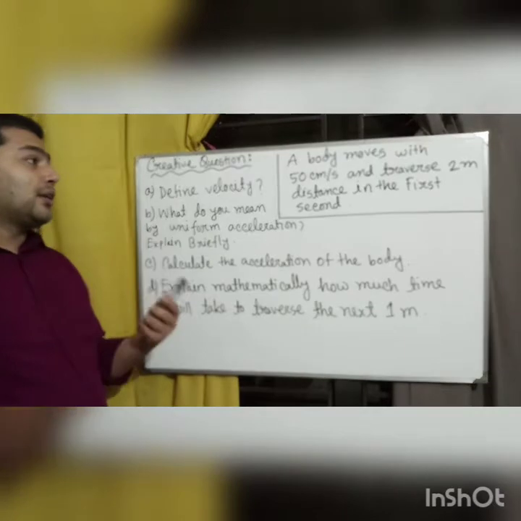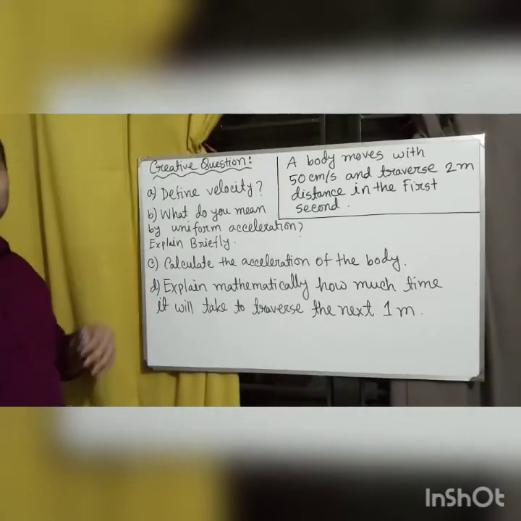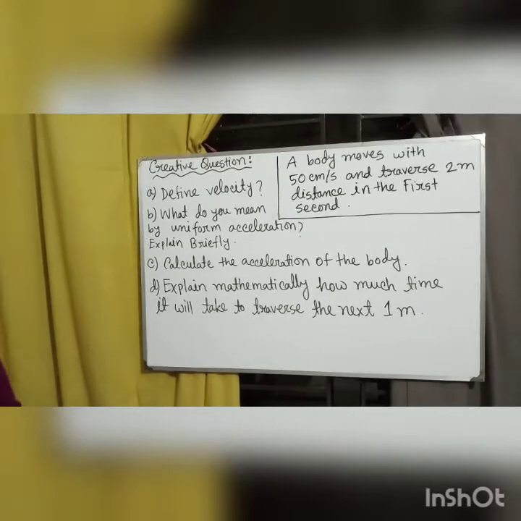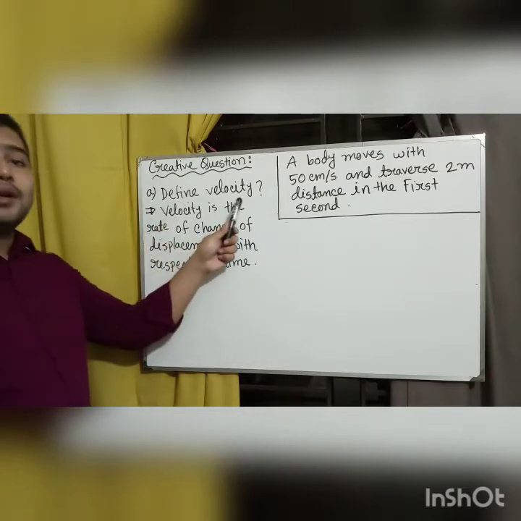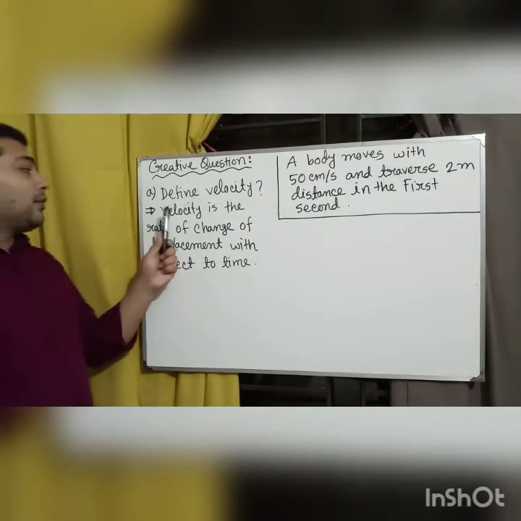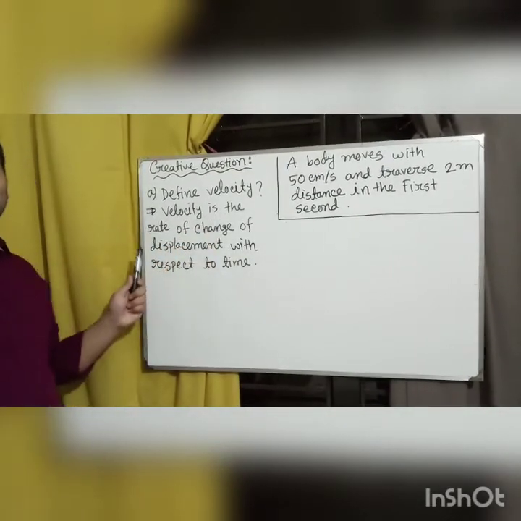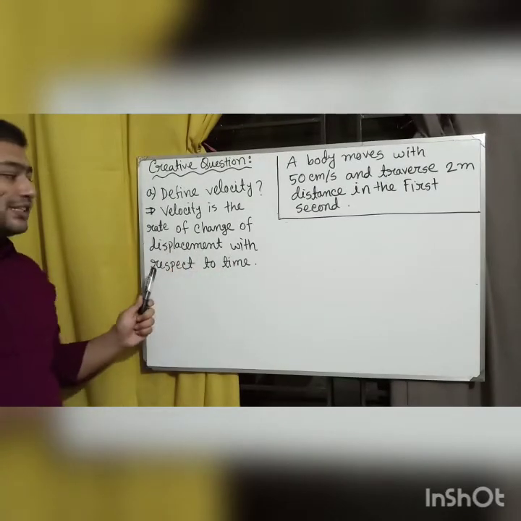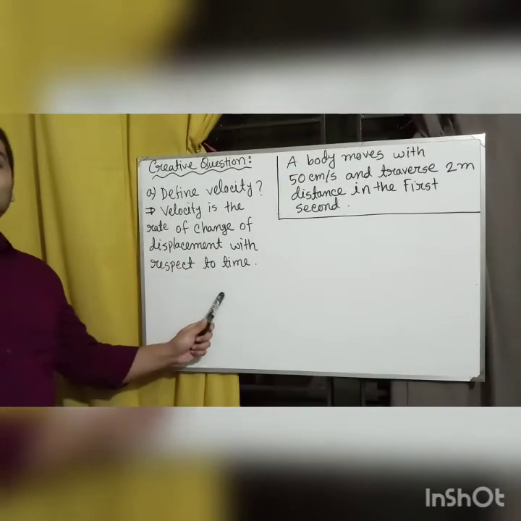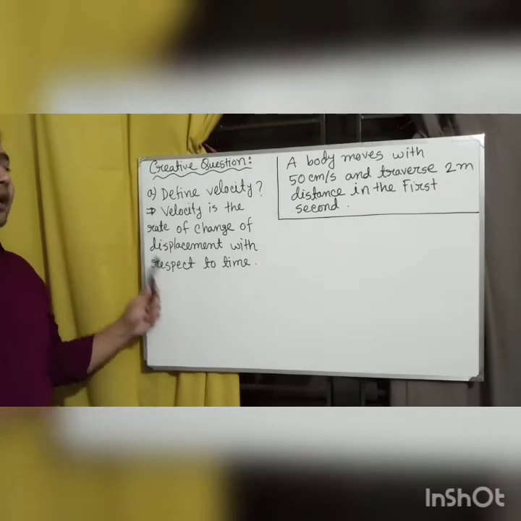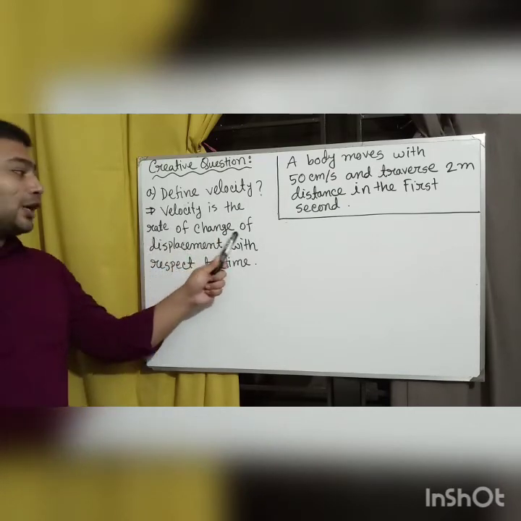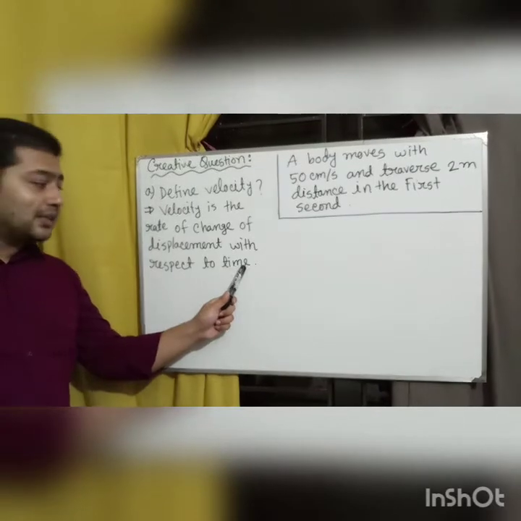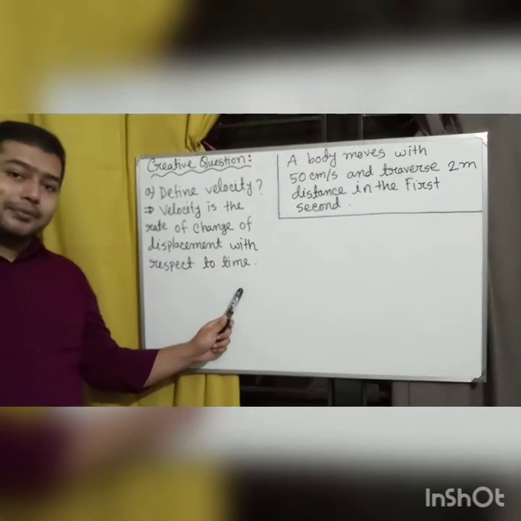Now we will try to solve it part by part. Our first question is: define velocity. Velocity is the rate of change of displacement with respect to time. I'm repeating it again: velocity is the rate of change of displacement with respect to time.